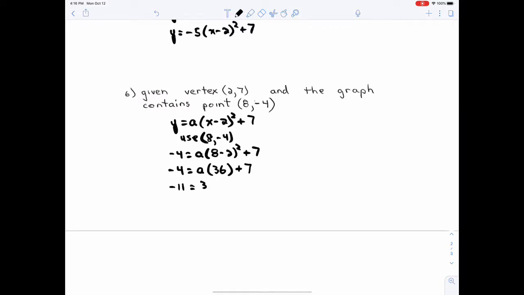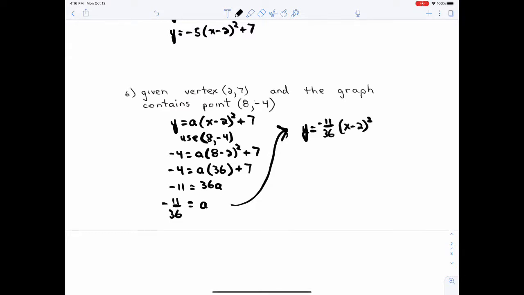And we can write this 36A very simply. And then A equals -11/36. Okay? And now I'm a little short on space there, so I'll write the answer up over here. We have y equals -11/36 times x minus 2 quantity squared plus 7.